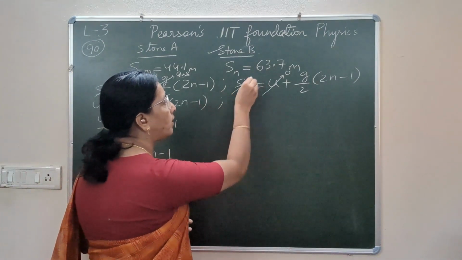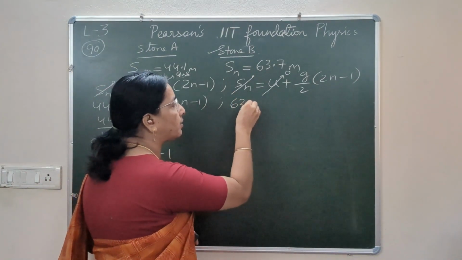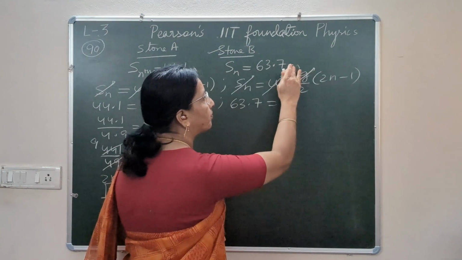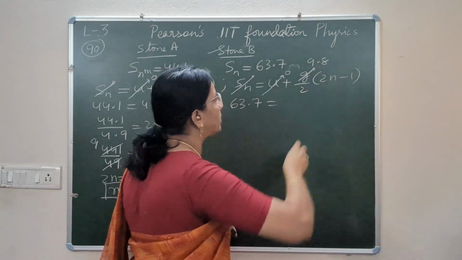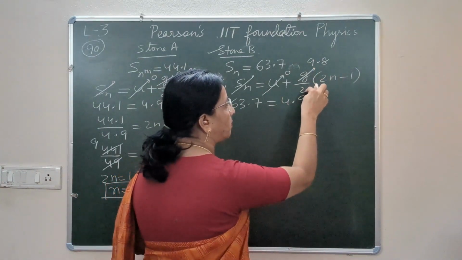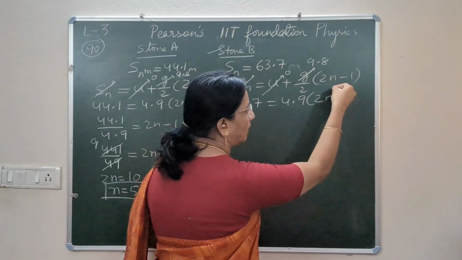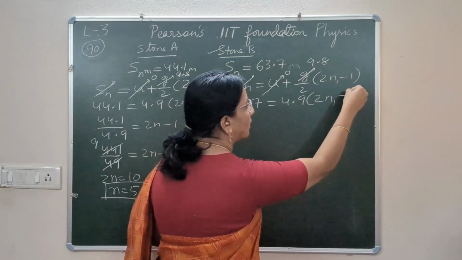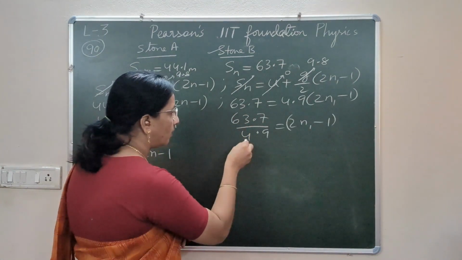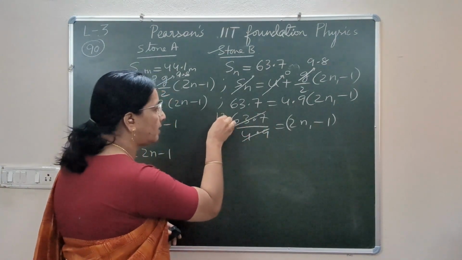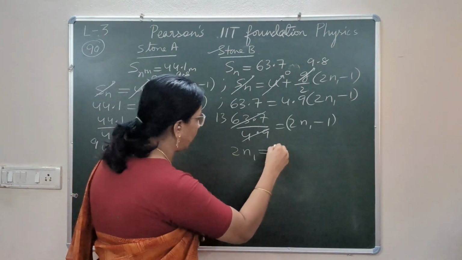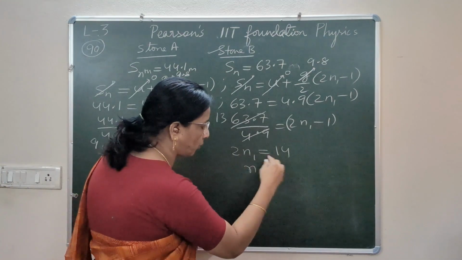Let's talk about the second stone. Distance traveled in the nth second is 63.7. This is 0 since the object is dropped. And g, if we take it as 9.8, our calculation becomes easier. So this is 4.9, 9.8 by 2 is 4.9, and here 2n minus 1. So then this is 63.7 by 4.9. So 49, 13 table is 63.7. Then transposing 1, we get 2n is 14, and finally n is 14 by 2, 7.